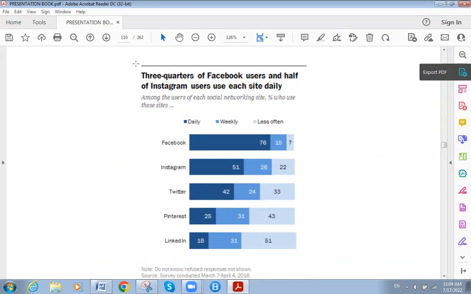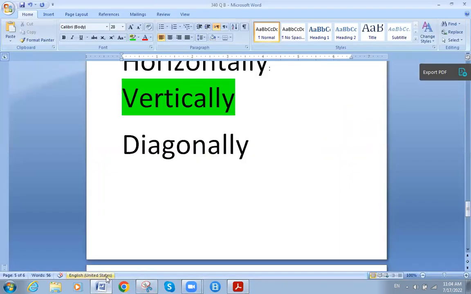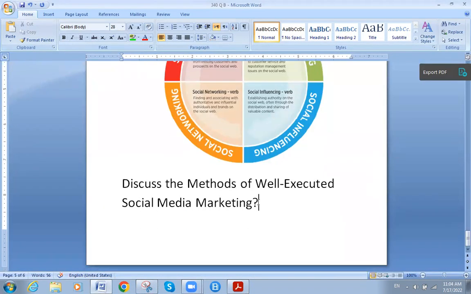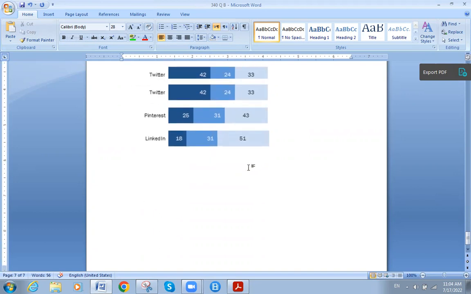Very important info here. I just want you to know it. 3/4, meaning 76% of Facebook users and half of Instagram users, use each site daily. Daily, like you see here, is 76% for Facebook, 51% for Instagram, Twitter 42%, Pinterest 25%, LinkedIn 18%. I'm a LinkedIn user, so I don't use it every day.